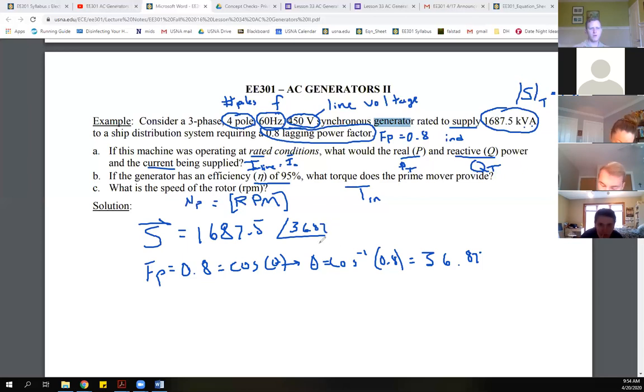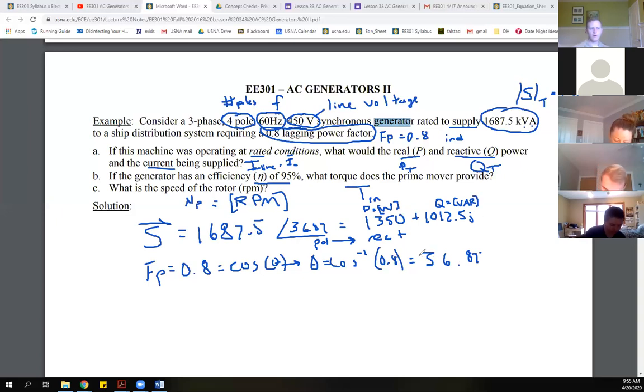36.87. And then my favorite tip in the whole class is, without even solving for anything mathematically, it's just a notational difference of polar to rectangular in the calculator, right? And if I go from polar to rectangular, I get 1350 plus 1012.5 j. This is the P in watts. This is the Q in VAR.